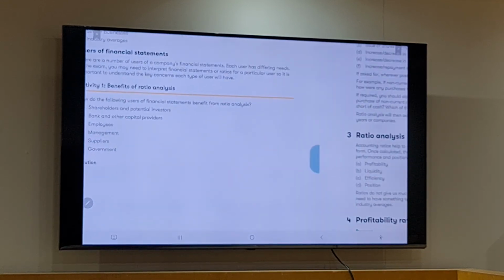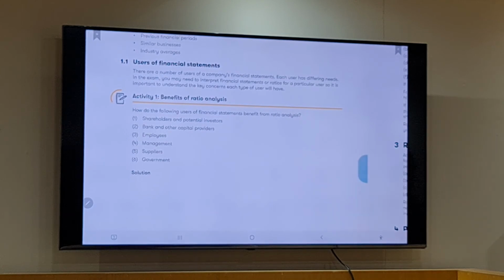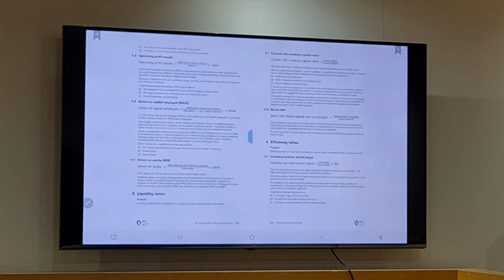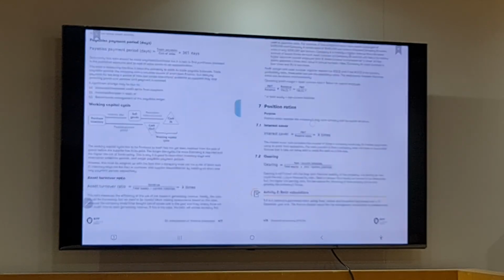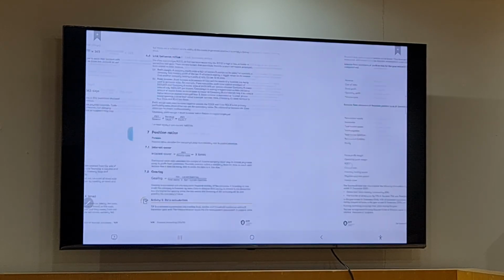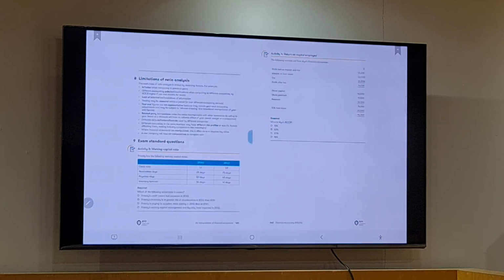Here is one activity, I'm sorry. How do the following users of financial statements benefit from ratio analysis? For each of them, shareholders, bank, employees, management, suppliers and government, will ratio analysis be useful? You should write it. Anyway, I am not going to discuss it now. And activity 2 is there. Then activity 3.